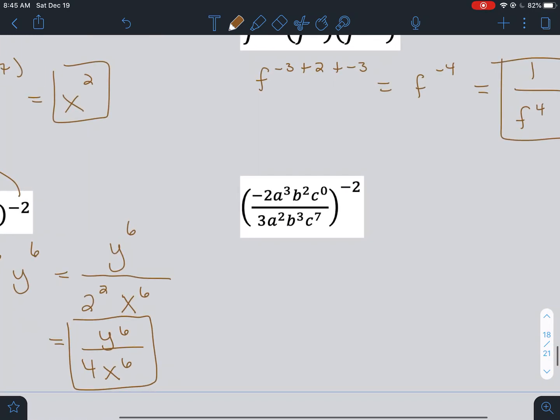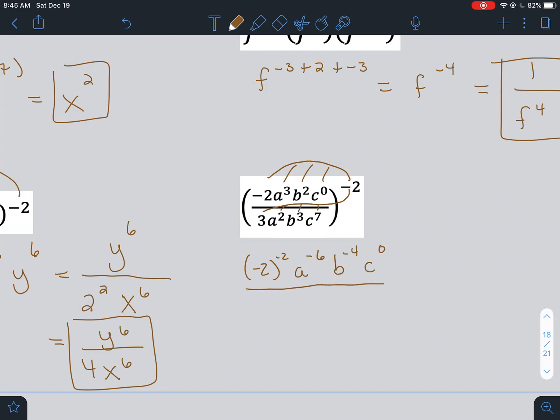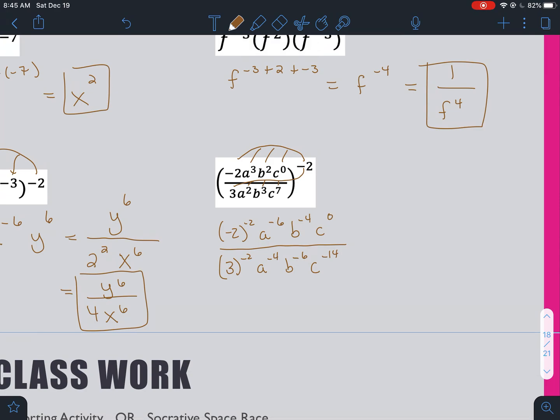Same thing on the next one. We've got a lot of terms, so all of them will get negative 2 as an exponent. So everybody in the numerator gets negative 2 as an exponent, and everybody in the denominator gets negative 2 as an exponent. So if I rewrote this, this would be negative 2 to the negative 2 power. Multiply the exponents. So a to the negative 6th, b to the negative 4th, c to the 0. All over 3 to the negative 2 power, a to the negative 4th power, b to the negative 6th power, c to the negative 2 power.